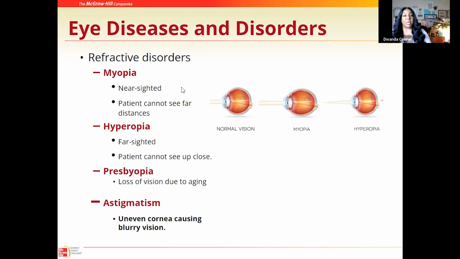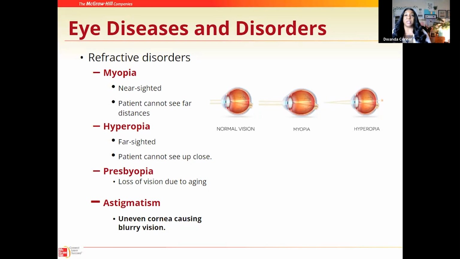Myopia, hyperopia, presbyopia, as well as astigmatism. Myopia is going to be the clinical term for nearsighted. Now, when someone is nearsighted, that means that they can't see things at a distance. Hyperopia is going to be the opposite. So hyperopia applies to individuals that are farsighted. Someone that's diagnosed as farsighted cannot see things up close.